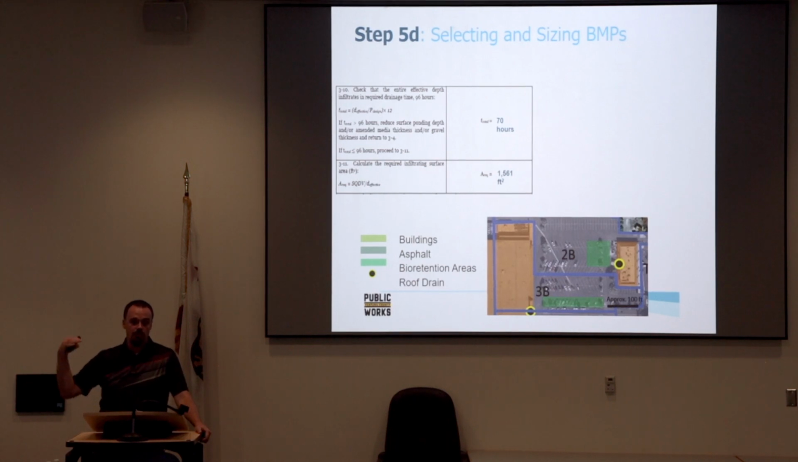So remember, you can have up to 72 above. As soon as 72 hits, then you start getting into potential vector issues with breeding mosquitoes, things like that. So in this case, you have to show that your whole BMP will drain in 96 hours.